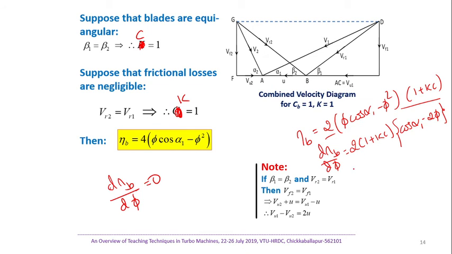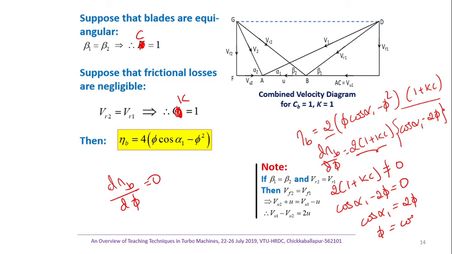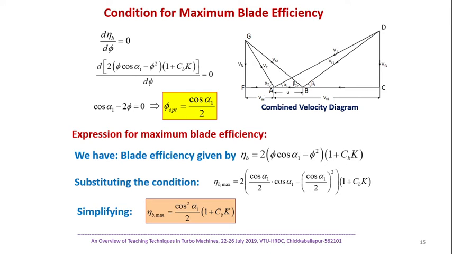Now if I equate this to 0, the other factor cannot be equal to 0 because it is a constant; 1 plus kc cannot be equal to 0. So equating, cos alpha 1 minus 2 phi should be equal to 0. So cos alpha 1 becomes equal to 2 phi, so phi becomes equal to cos alpha 1 by 2. This you have also derived as phi optimum. Optimum blade speed ratio is cos alpha 1 by 2 for impulse steam turbine. Phi optimum equals cos alpha 1 by 2.